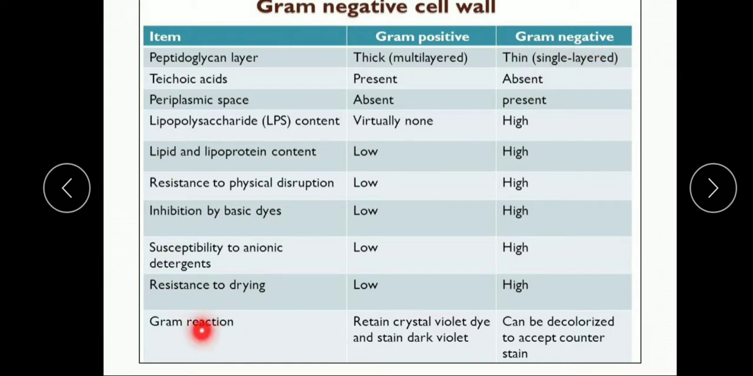Now the Gram reaction that we have studied already. Gram positive bacteria retain the crystal violet dye and stain dark violet, while gram negative bacteria can be decolorized to accept the counter stain, that is the safranin.